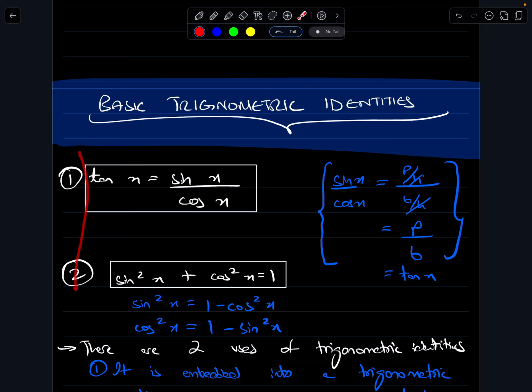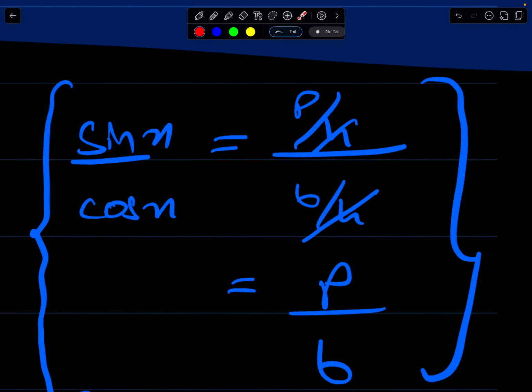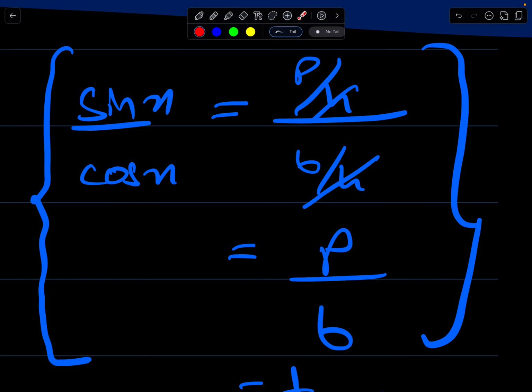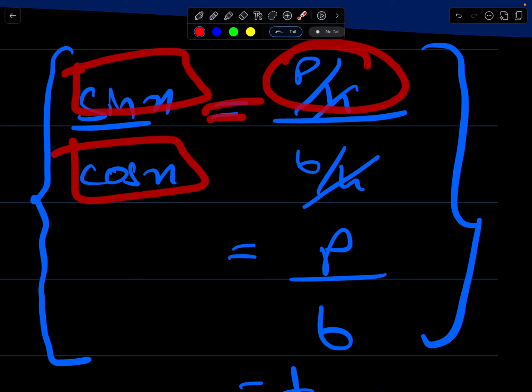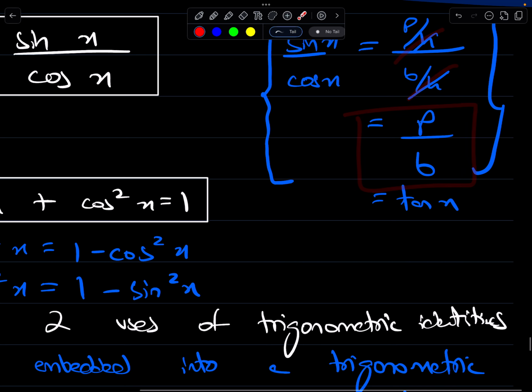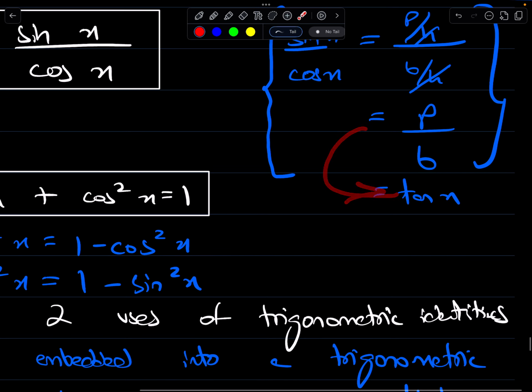These identities did not just fall out of the sky, instead they were derived. For example, sin x over cos x is equal to perpendicular over hypotenuse for sine, and cos x is base over hypotenuse. The hypotenuse cancels out, we are left with perpendicular over base, which is tan.